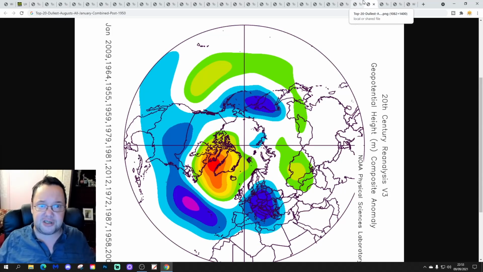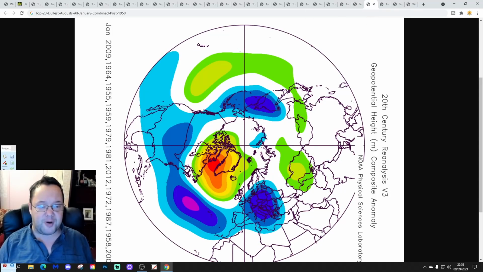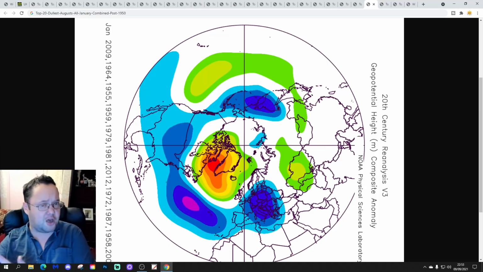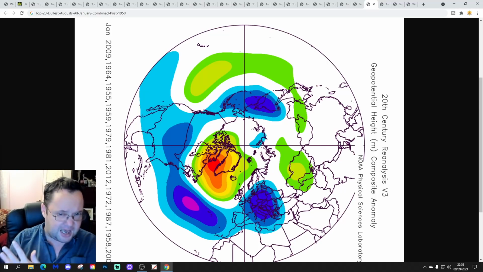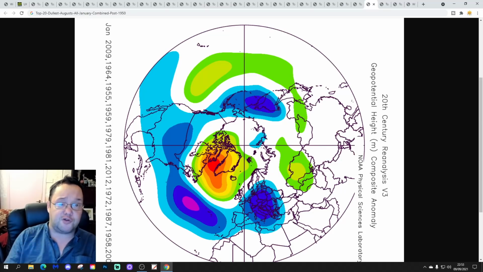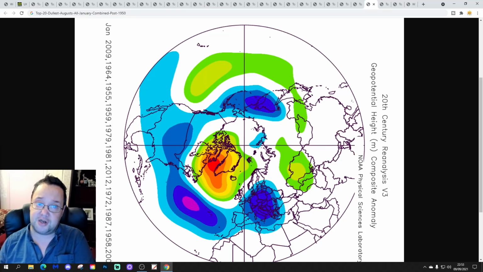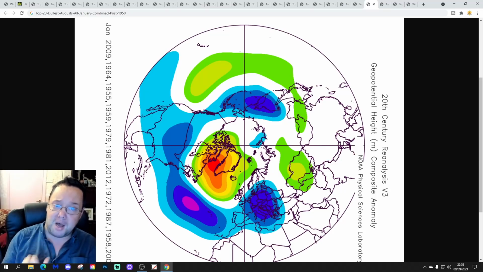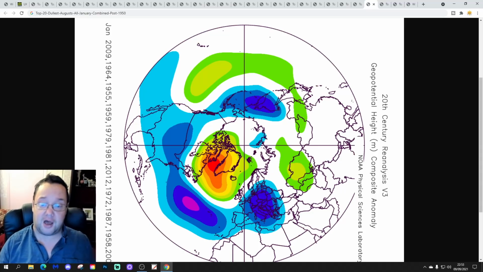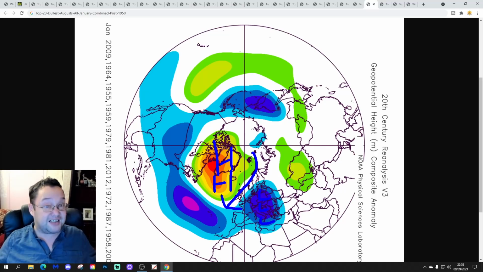But look what happens in January. And you wouldn't really believe this. You would think, you know, after 1950, the signal would get milder. Actually, after 1950, from the top 20 dullest August, the signal is much more strongly in favour of a cold January, with above average heights going up towards Greenland and below average heights to our east and south, and winds in from that northeasterly direction.